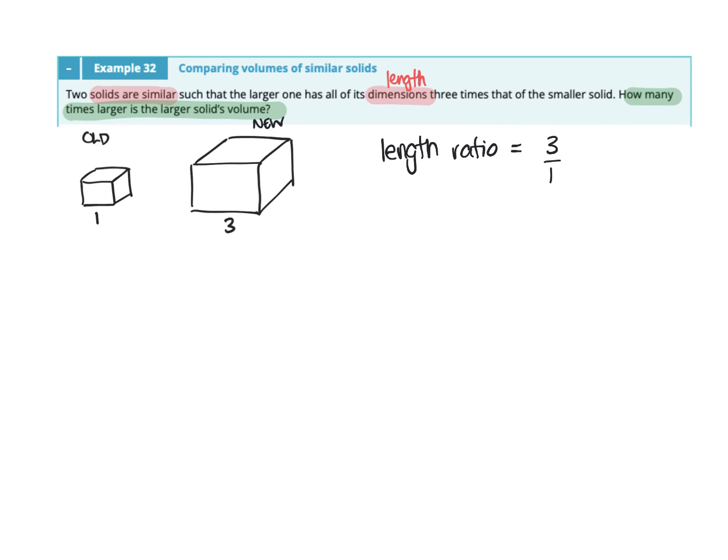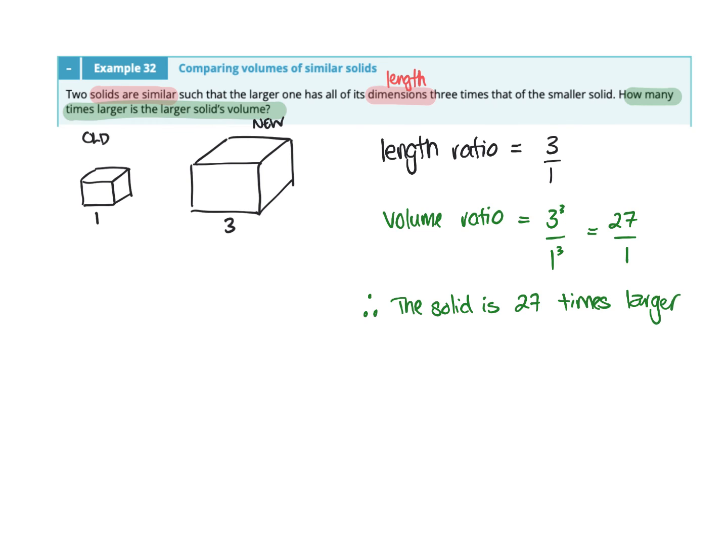So we can go straight to our volume ratio. And what do we need to do if we're getting that one? Yeah, cube it. That means power of 3. So 3 cubed is actually 27 and 1 cubed is 1. So how many times bigger is it? Yeah, so we go there for the solid: it is 27 times larger than the smaller, the large solid or whatever.